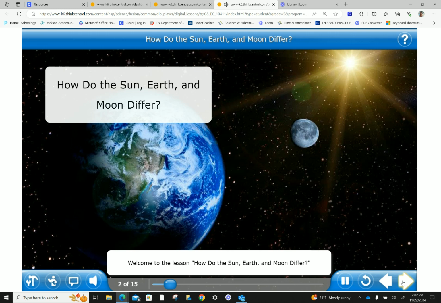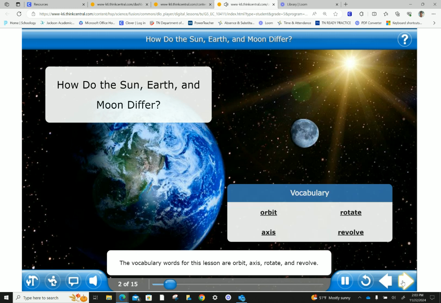Welcome to the lesson, How do the sun, Earth, and Moon differ? Where you'll learn more about the sun, Earth, and Moon. The vocabulary words for this lesson are orbit, axis, rotate, and revolve. Click on each word to find out more about it.